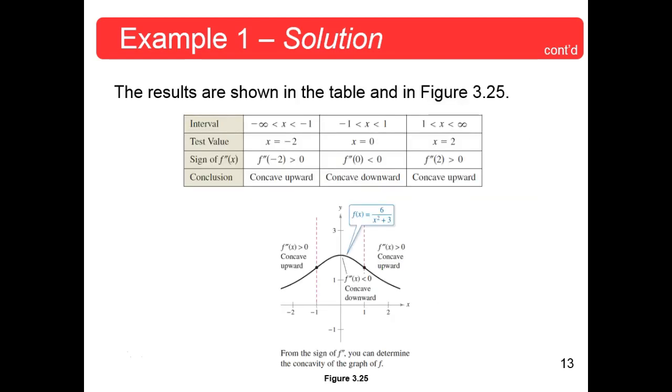And they did their little chart. They like their little charts. If you like charts, put the chart, by all means. It's good. There's nothing wrong with it. They also chose x equals -2. And all we worried about was whether it was positive or negative. It was positive there, meaning concave upward there.